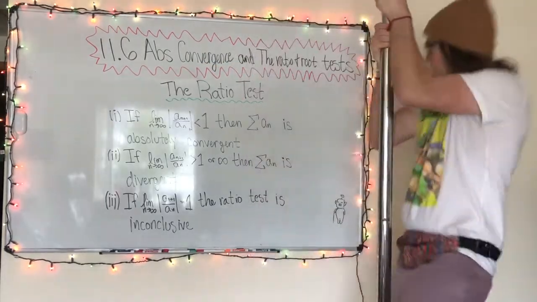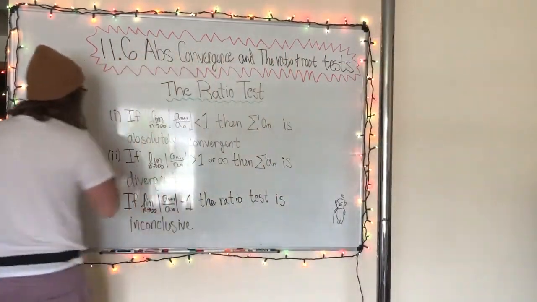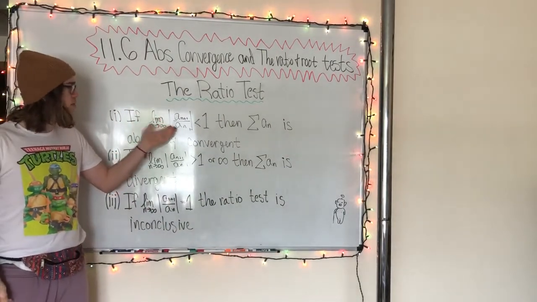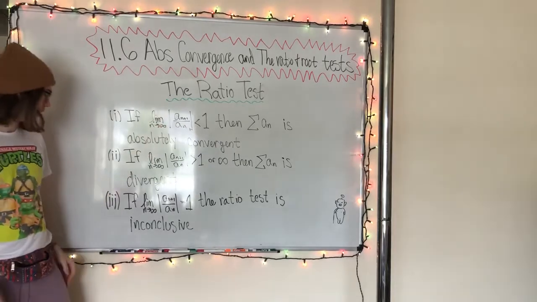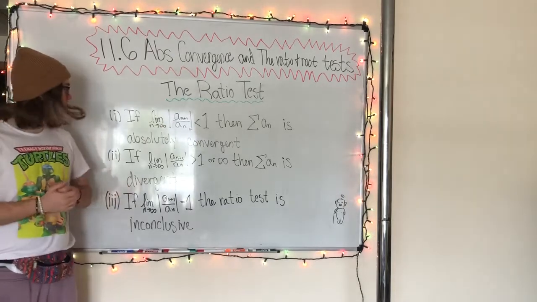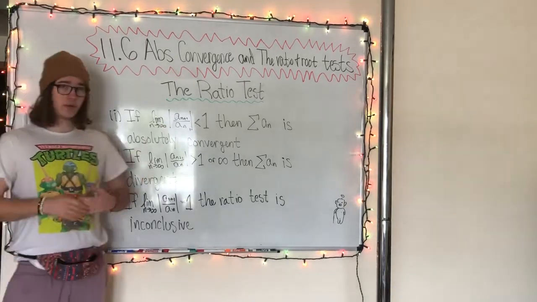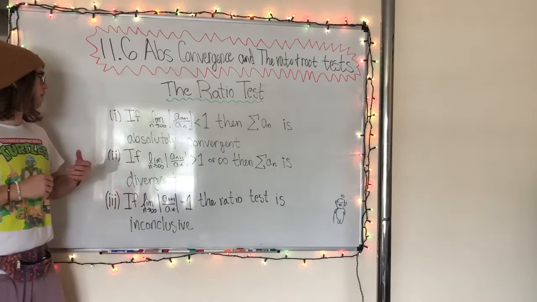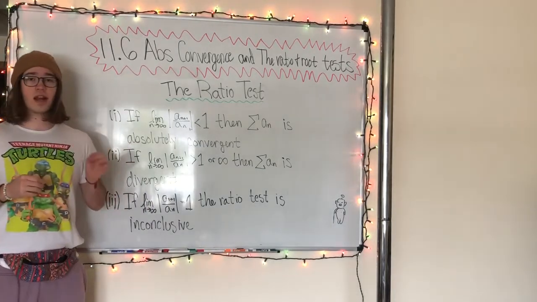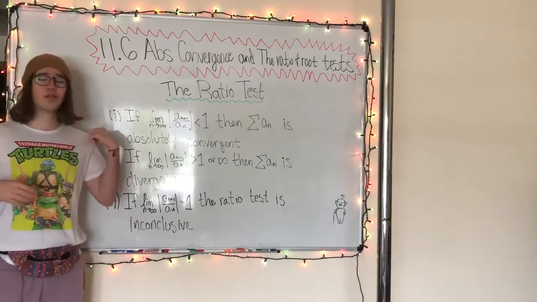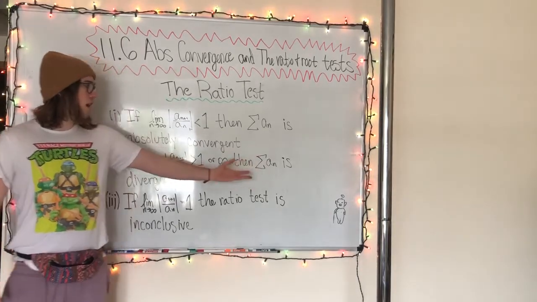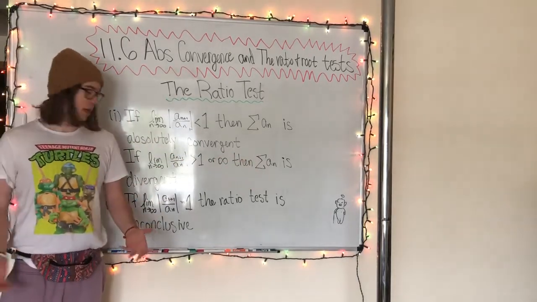Now we have the ratio test. If the limit as n approaches infinity of the absolute value of a sub n plus 1 over a sub n is less than 1, then the sum of a sub n from 0 to infinity is absolutely convergent. Now, if the limit as n approaches infinity of the absolute value of a sub n plus 1 over a sub n is greater than 1 or equal to infinity, then the sum of a sub n is divergent.